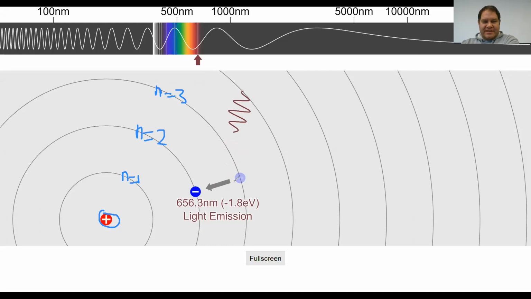So what we're seeing is the electron, as it goes from the third energy level and transitions down to the second energy level, it's emitting a photon of light. This is a photon at 656.3 nanometers, which gives us an energy of 1.8 electron volts. This would be the red light, as you can see on the spectrum here. This is the red light that the hydrogen atom is emitting, okay?